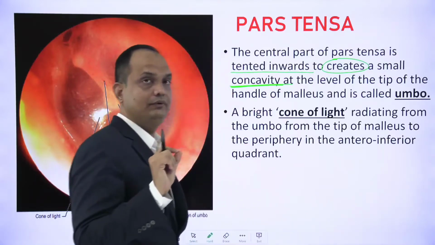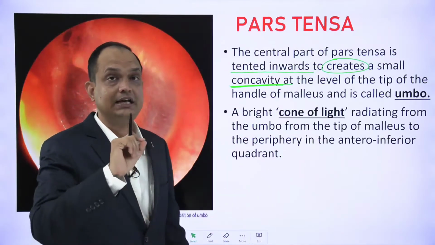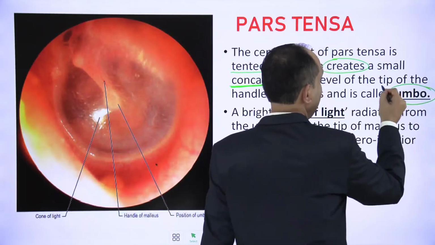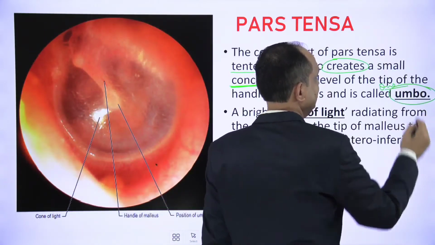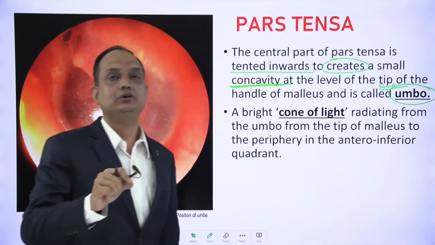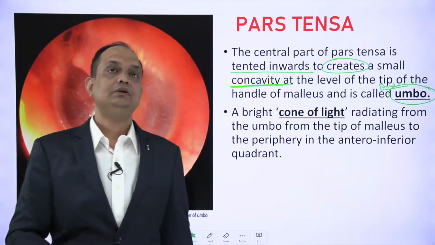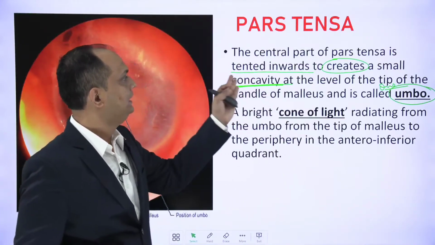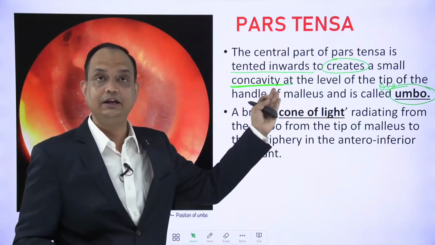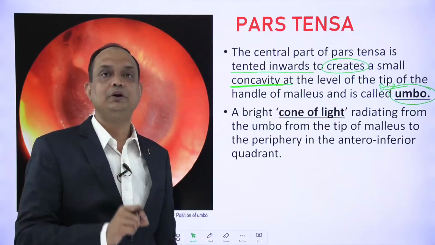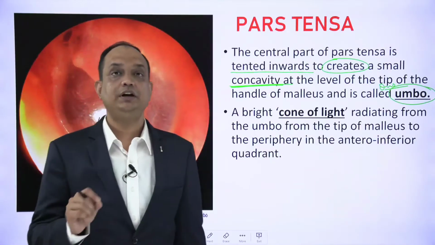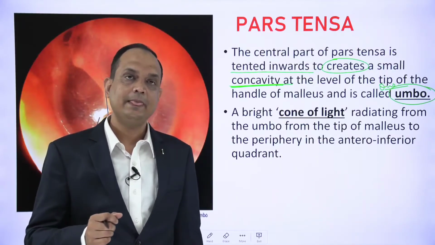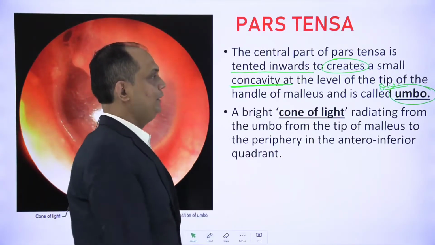This point where the tip of the handle of the malleus is attached is known as the umbo. Now, this is again a very important one-line question for your exam: what is the cause of the umbo of the tympanic membrane? The answer is that the umbo is an inward concavity created because of the attachment of the tip of the handle of the malleus with the inner aspect of the tympanic membrane. So, this is the important thing.